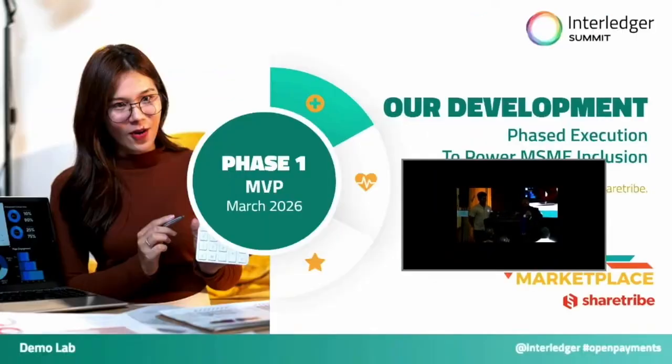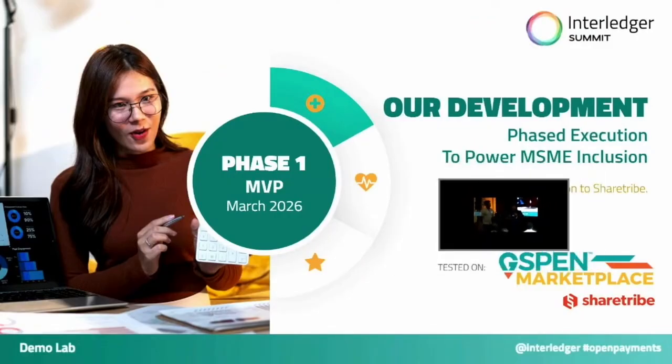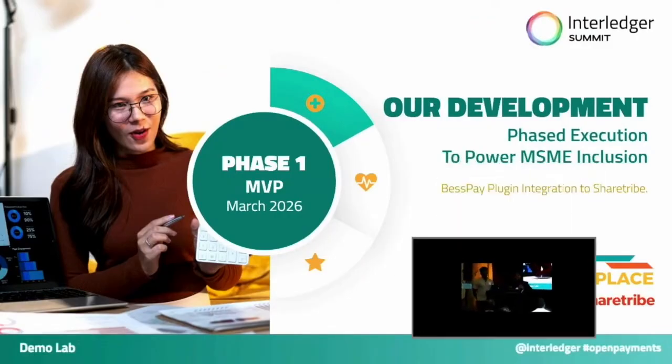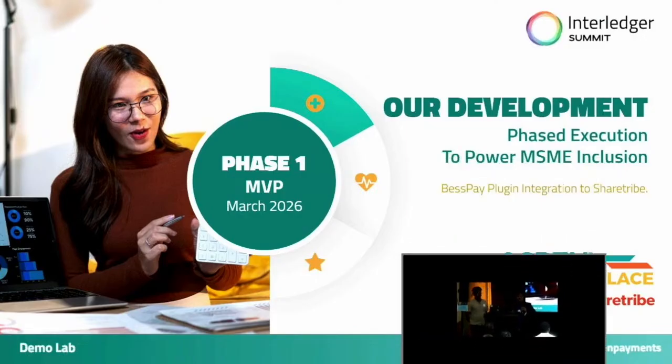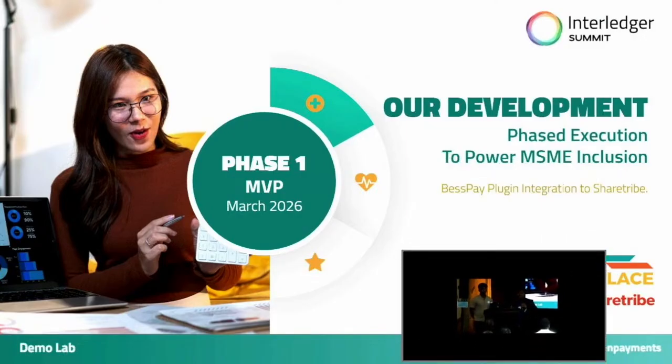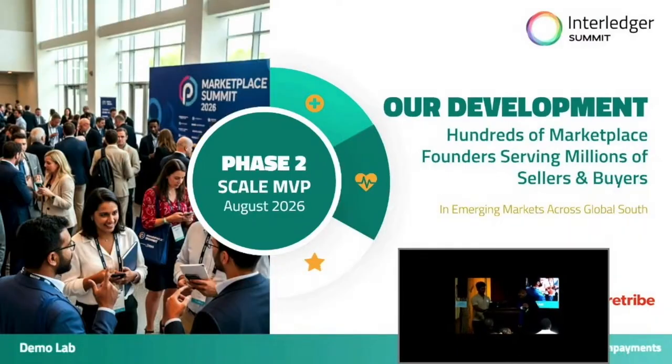Our development will be in 3 phases. Phase 1, which we're currently in, we've implemented local payments inside Sharetribe and tested it on our GSpend marketplace environment, which provides instant, low-cost, local currency payments for sellers and buyers across the global south. And that's what we will demo later in the presentation.